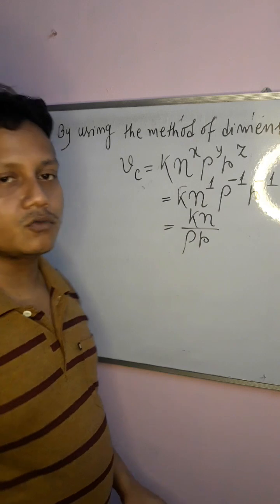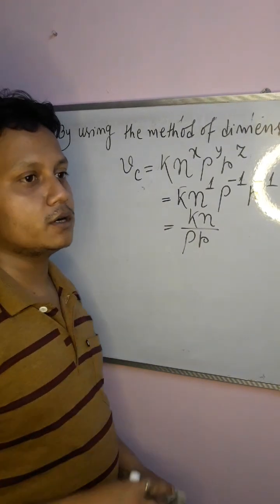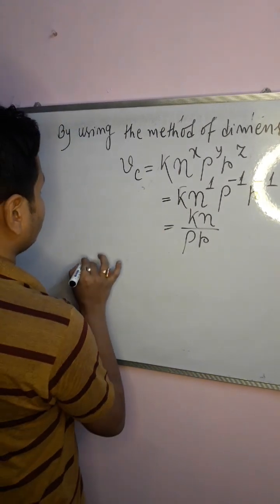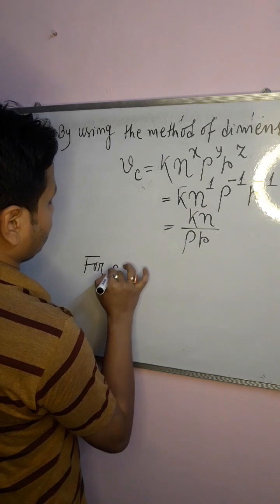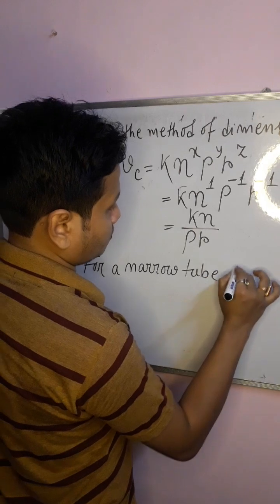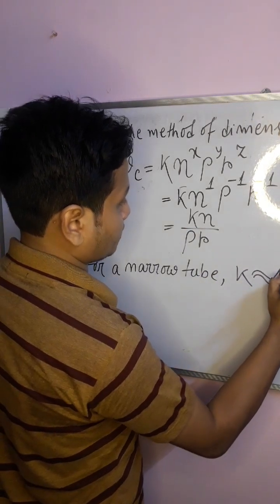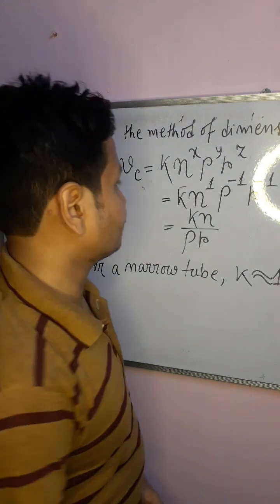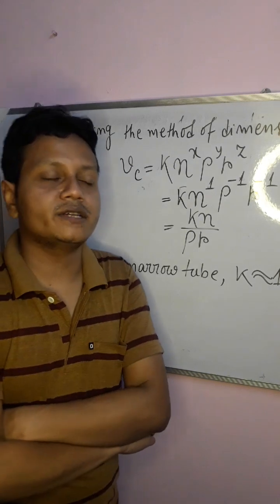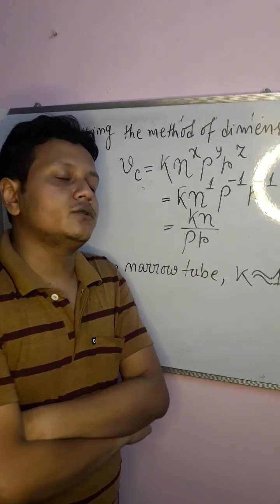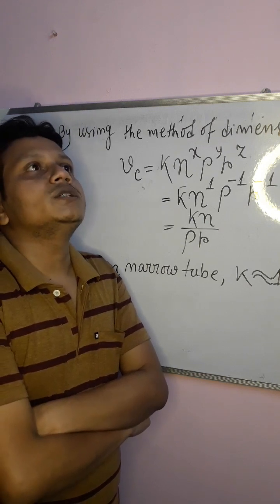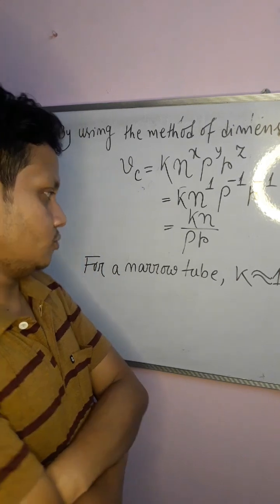Now k is a constant known as Reynolds number, and in this chapter we are mainly confined to narrow tubes. For a narrow tube the value of k is approximately 1000. So in today's lecture I discussed the different motions of liquid, streamline and turbulent, critical velocity and Reynolds number. In our next class we shall discuss a few other issues related to viscosity.